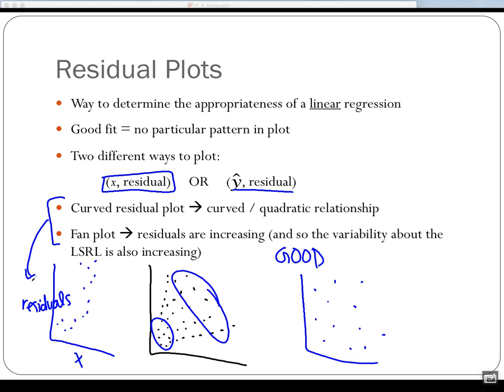Now, as you can probably tell, constructing a residual plot is kind of a pain because you have to find all those residuals. Remember that a residual is y minus y hat. So that means for each point you would have to find each individual y hat, and then you would have to subtract all of them. So it's kind of a lot of work, so instead I expect you to do it on a calculator.